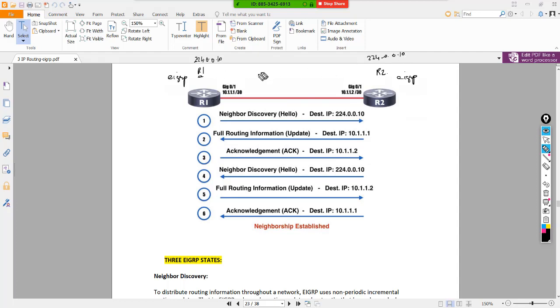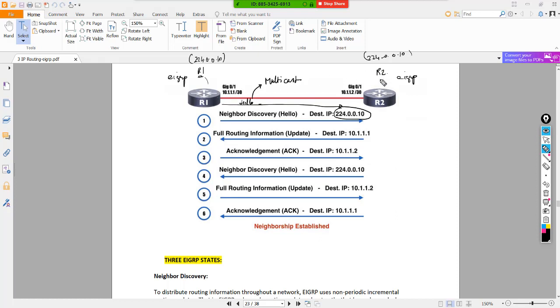As soon as EIGRP gets enabled, by default this IP is listening in the background on both of them. So a hello packet will be initiated from router 1. Once the hello packet is initiated, this packet is multicast in nature, and it is destined for this multicast address on the other side.